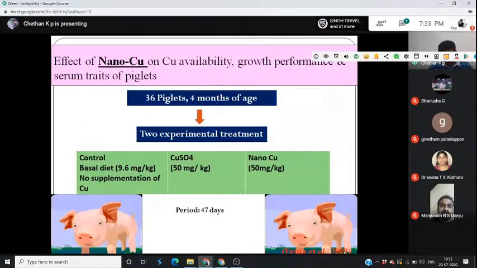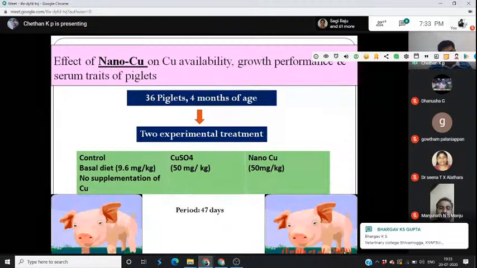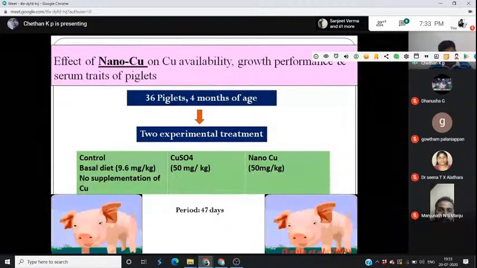UGR is the scientist who studied the effect of nano copper on copper availability, growth performance, and serum traits of piglets. He used 36 piglets of 4 months age in 3 treatments. In the first treatment, it is the basal diet control. Another, he used inorganic mineral copper sulfate at 50 milligram per kg. And the third group is nano copper, the same 50 milligram per kg feed. He did his experiment for 47 days.